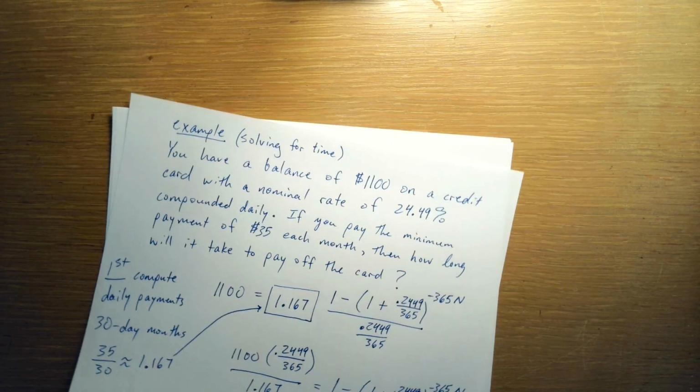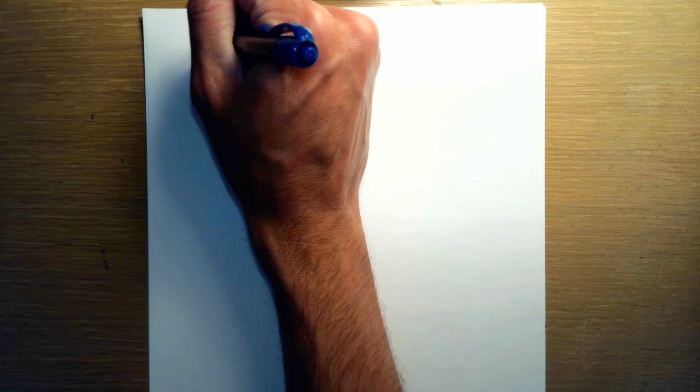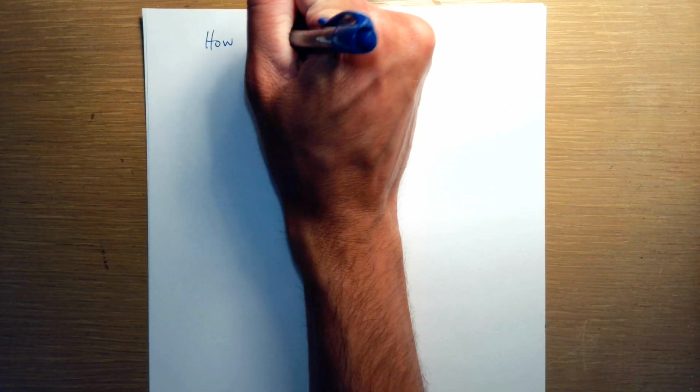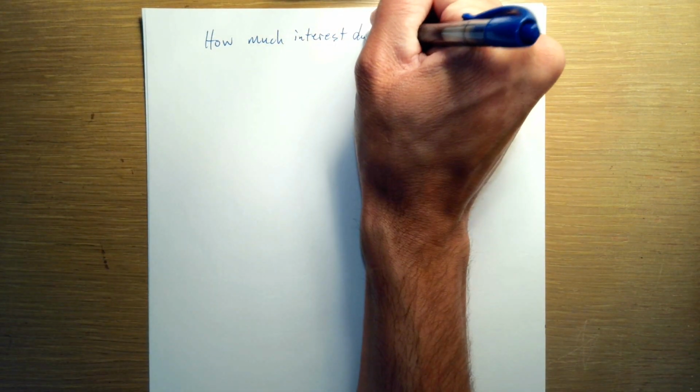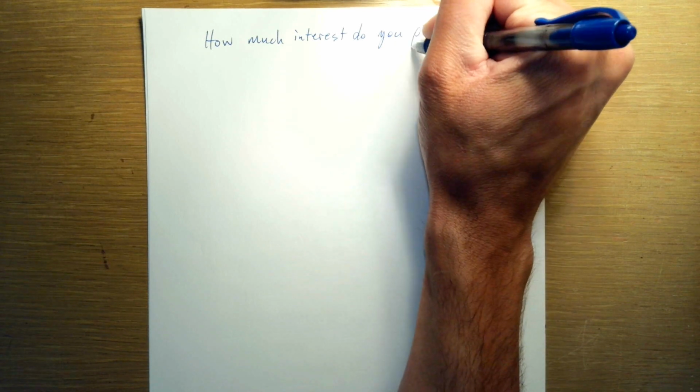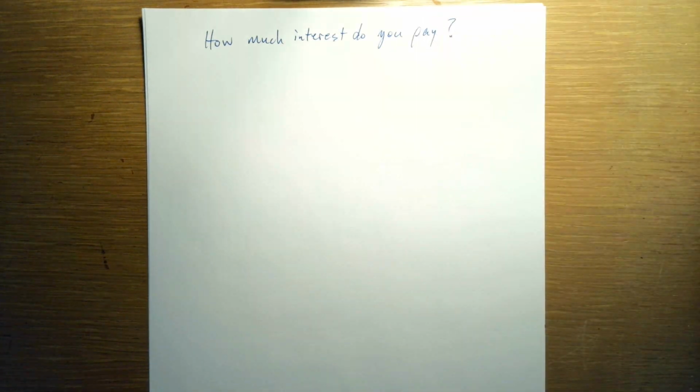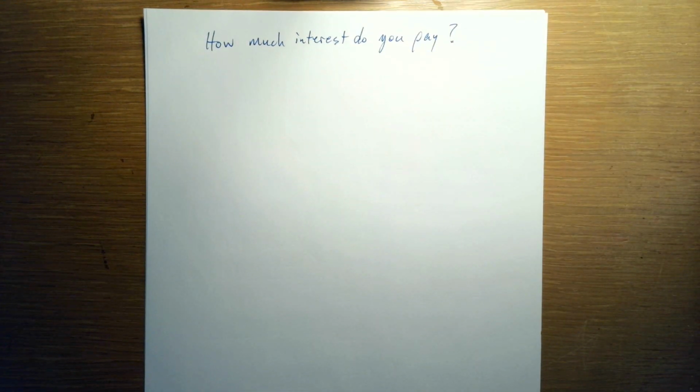So let's ask just an additional question. Okay, let's say the same situation, and you do take those 49 months to pay off the card. How much interest do you pay? So you took just over 4 years to pay it off. You paid the minimum monthly payment. How much interest do you pay? Or in other words, how much did this loan cost you?